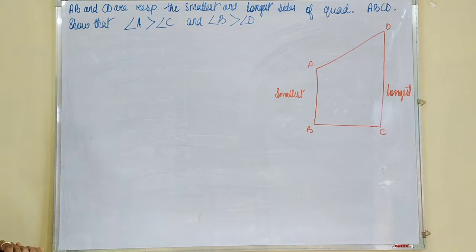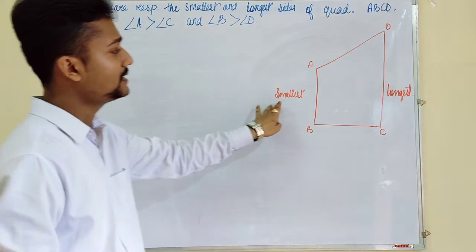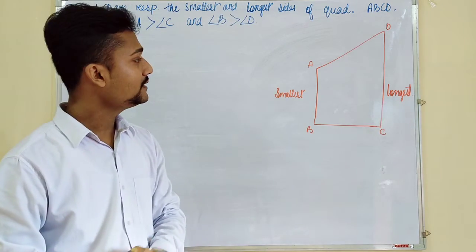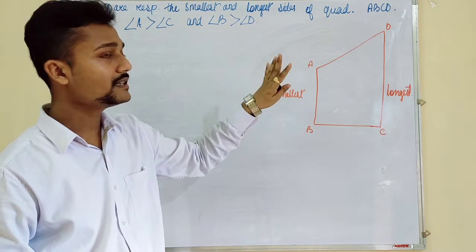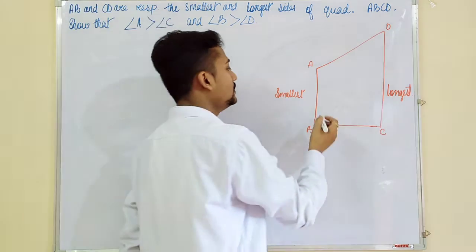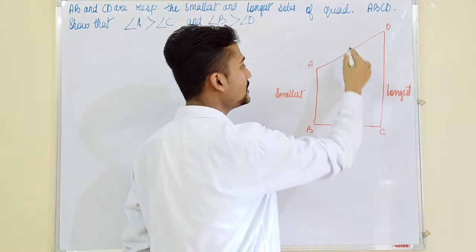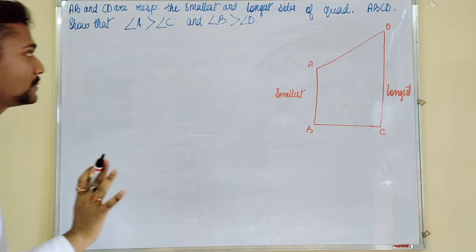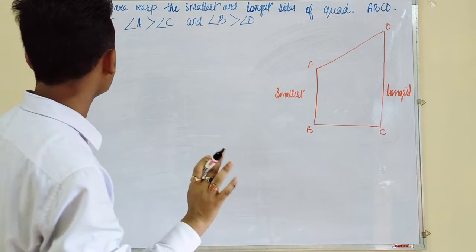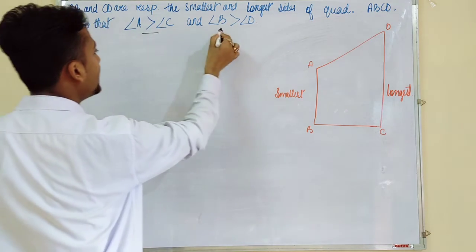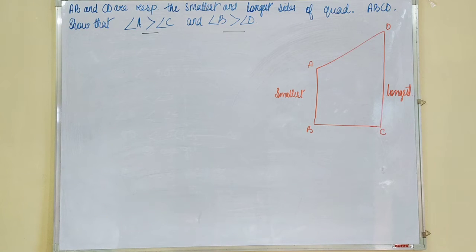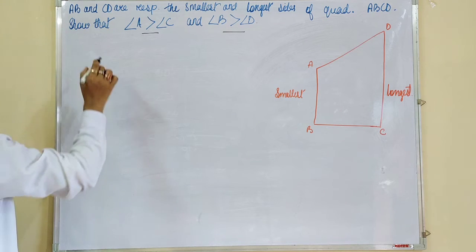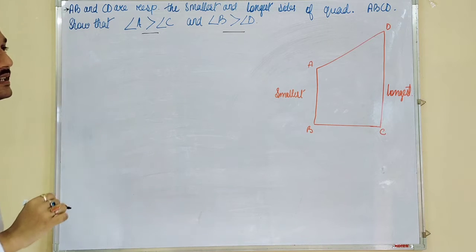So let us see. AB and CD are respectively the smallest and longest sides. This and this sides are given, that this is the smallest and this is the longest of the quadrilateral ABCD. Other than that, nothing is mentioned in the question. What is given? ABCD is a quadrilateral. You need to show that angle A is greater than angle C and angle B is greater than angle D. We have to prove that. What is given in the question, you can mention very easily, isn't it? Required to prove also you can mention very easily.